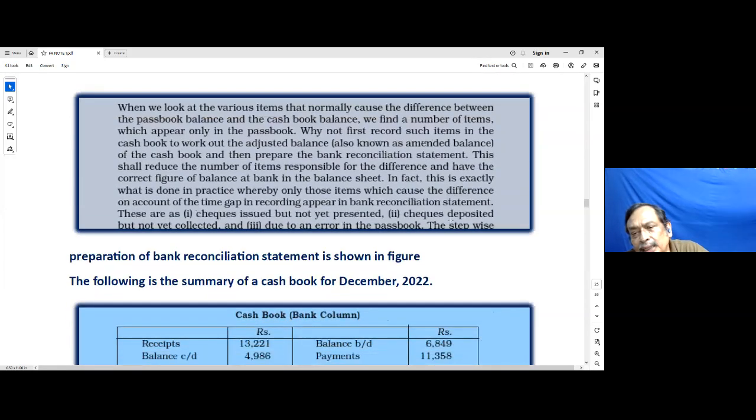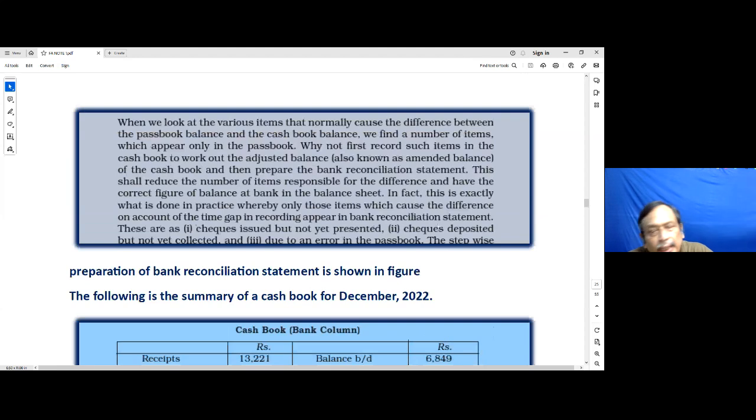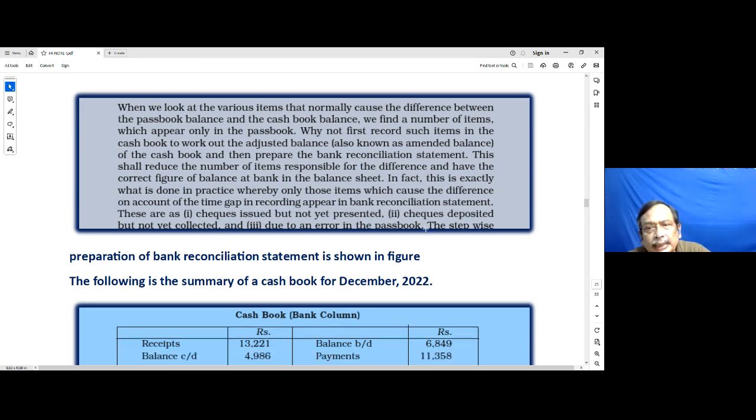When there are numerous errors, when we look at the various items that normally cause the difference between the passbook balance and the cashbook balance, we find a number of items which appear only in the passbook. Then why not first record such items in the cashbook to work out the adjusted balance, also known as the amended balance of the cashbook, and then prepare the bank reconciliation statement?